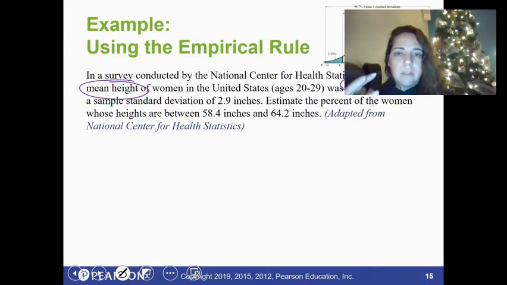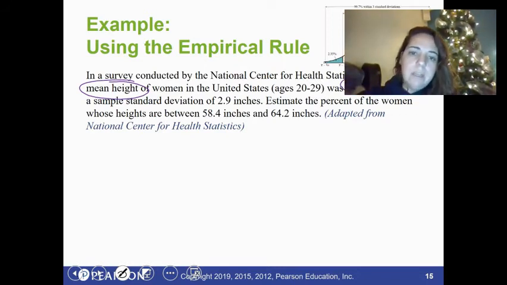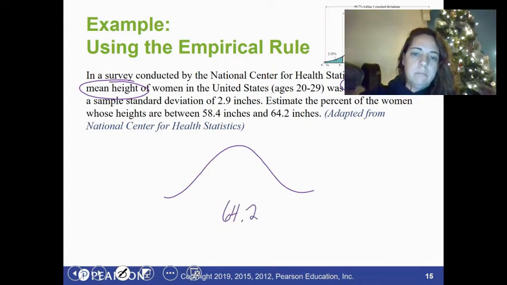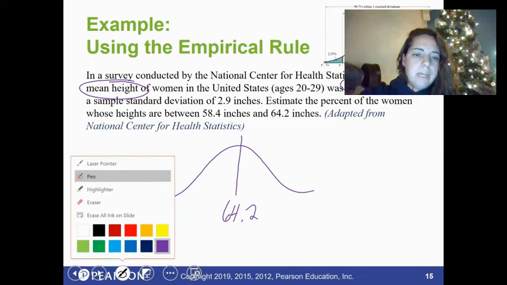If I was going to draw this real quick, let me just go ahead and do that. I'm going to have some sort of bell shape here, and 64.2 is going to be right in the middle. And it says a sample standard deviation was 2.9.